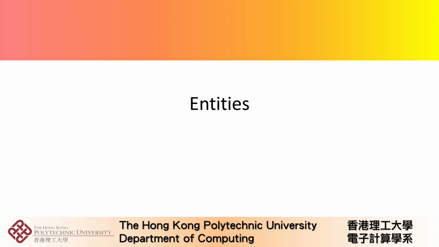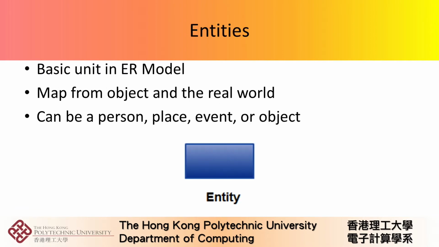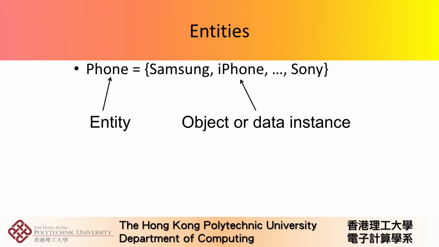Entity will be identified first. Entity is a basic unit in ER diagram. It's mapped from objects in the real world. Entity can be a person, place, event, or object. Entity is represented by a rectangle. For example, when phone is the entity, the object or data instance should be Samsung, iPhone, Sony, and other brands of phone.